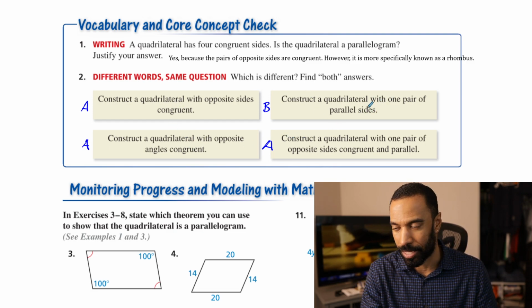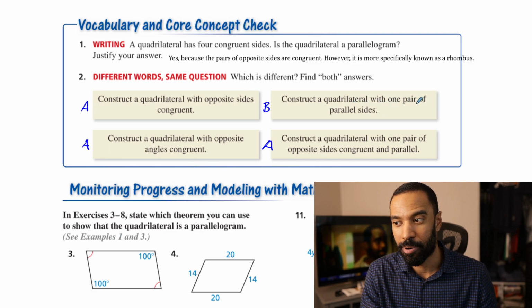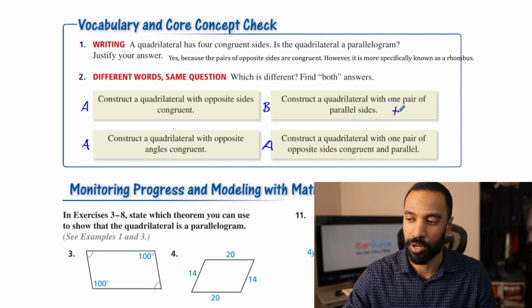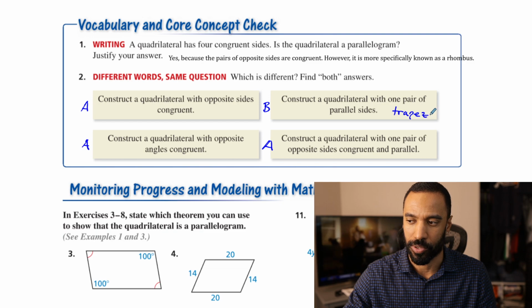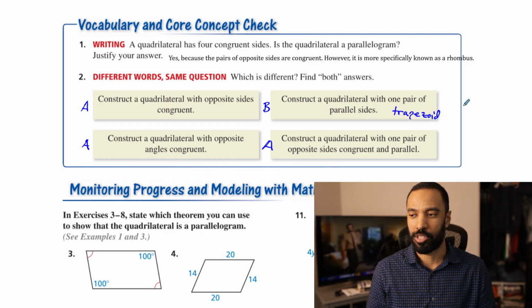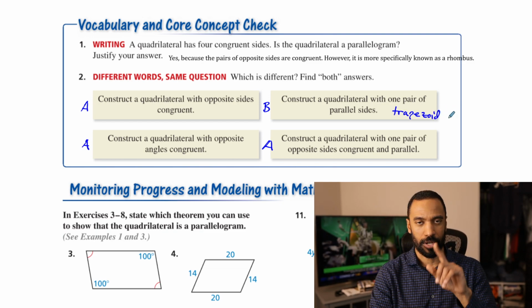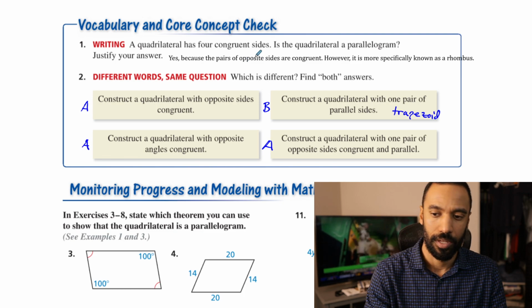And this is just one pair of parallel sides. As we start digging into more things we're going to talk about later, it's known as a trapezoid. A parallelogram needs both sets of sides parallel. A trapezoid can only have one pair.